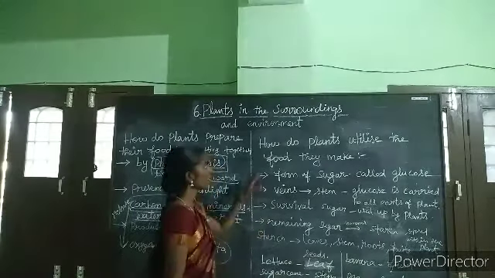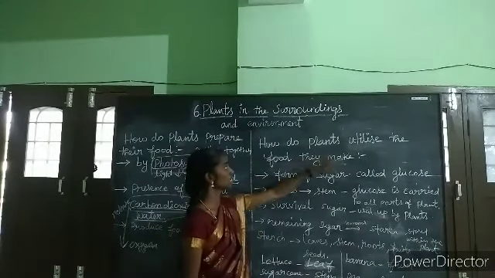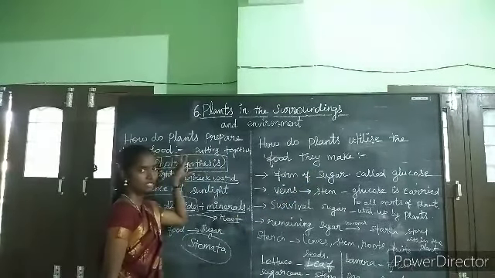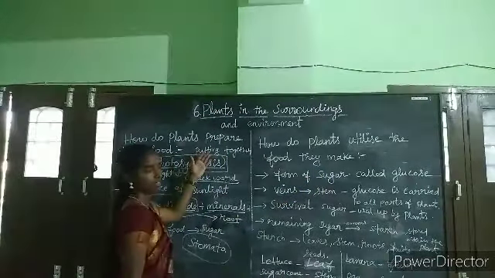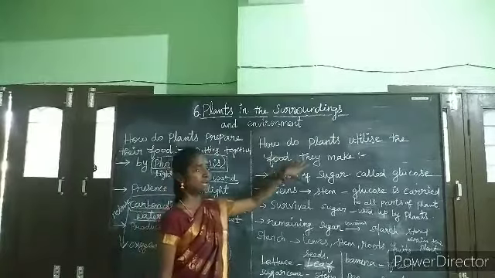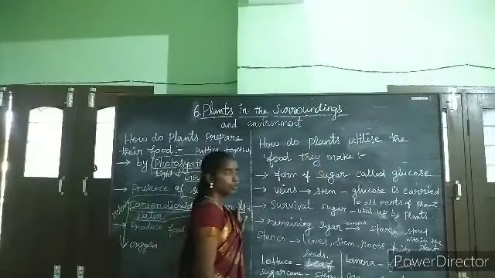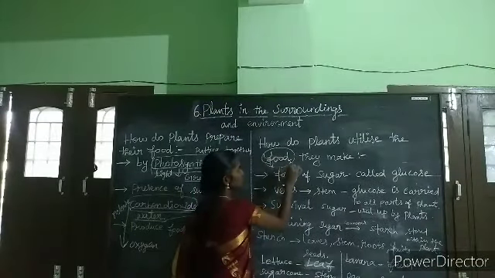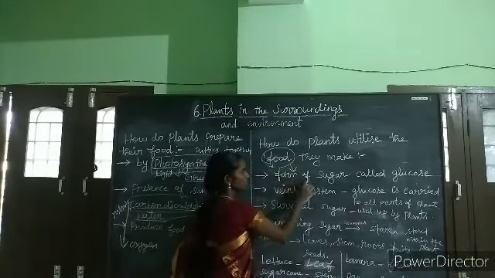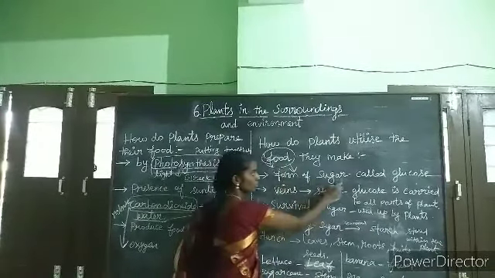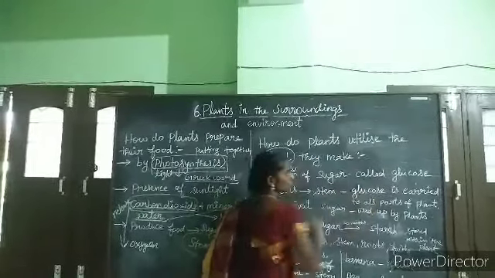Let us see how plants utilize the food they make. Through photosynthesis they prepare food. So how will the plants use that food? First, they convert all that food into a form of sugar called glucose.